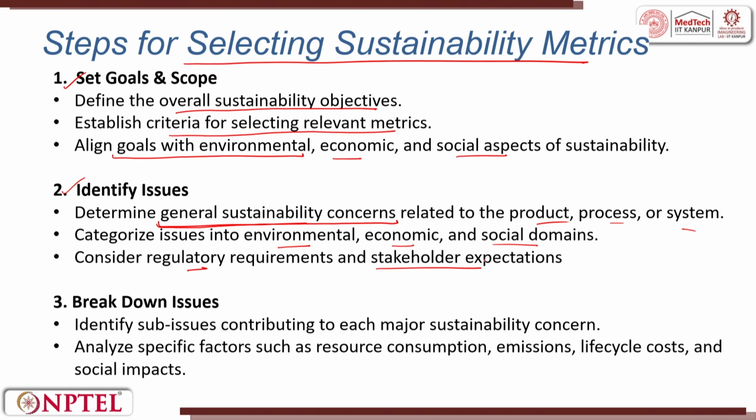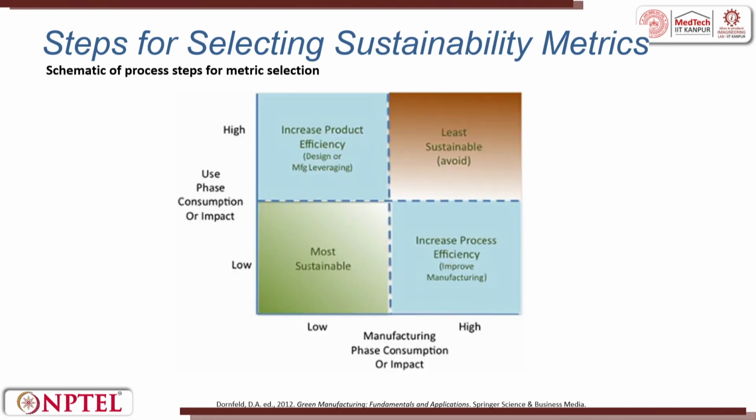Then we break down the issues. Break down the issues means, like we saw a complete production system to the production line to the unit manufacturing process, we have to identify sub issues contributing to each major sustainability concern, analyze the factors such as resource consumption, emissions, life cycle costs, social impacts, etc. When we break it down, we can even use this kind of metrics here.